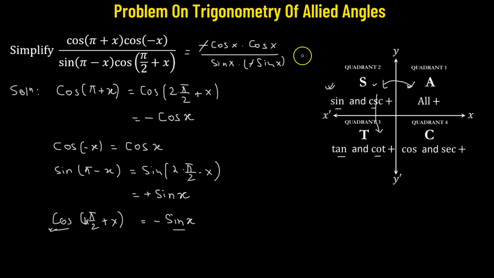We have cosine squared x divided by sine squared x. So we know the cosine over sine ratio is the cotangent function. So that means our final value is going to be cotangent squared x.